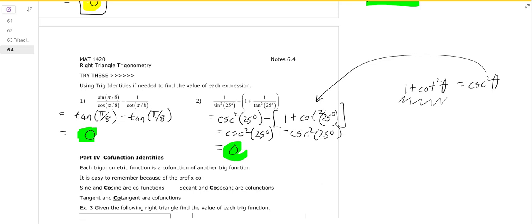Okay, so hopefully that helps you with that. Probably the most difficult thing that you'll deal with in this section is the identity problems that we've been doing. Everything else is pretty straightforward. Okay, all right, good luck.